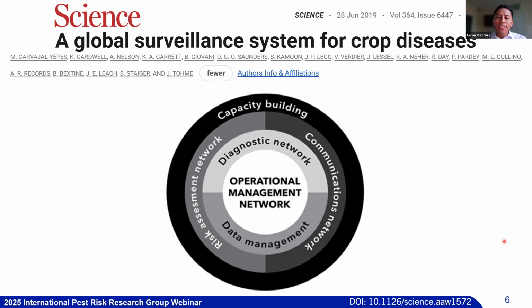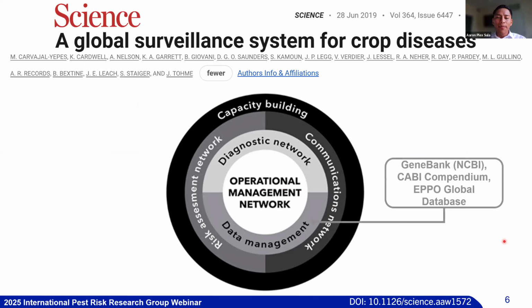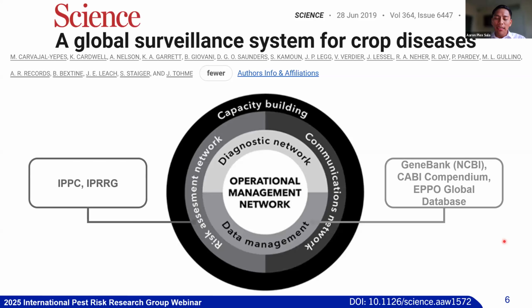There is also this vision of a global surveillance system for crop diseases. And important advances in data management include the development of global databases such as GenBank, the CABI Compendium, and the European Plant Protection Organization Global Database.